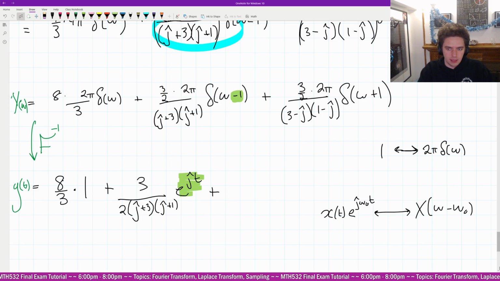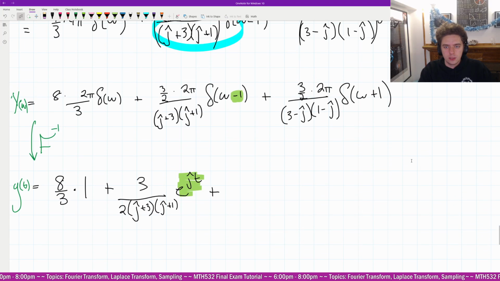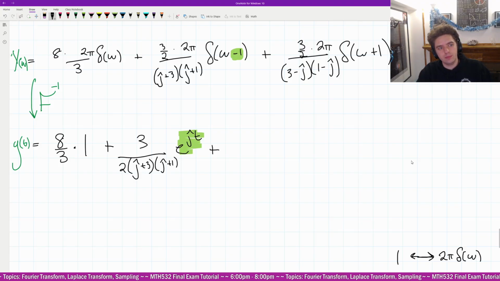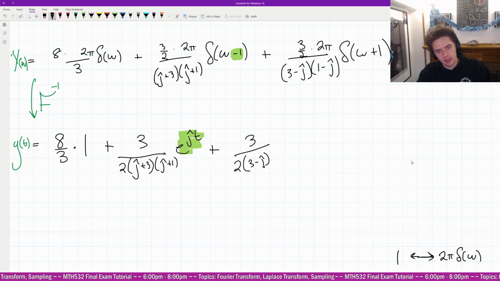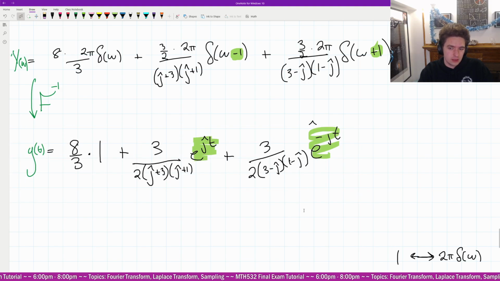It's going to be the same thing with the other. It's going to be negative. So with the other one, it's still 3 over 2, 3 minus j, 1 minus j, times 1, and it's going to be e to the negative jt this time, because omega naught is negative 1, so you flip the sign. And again, this e to the negative jt is from this guy. So hopefully that makes sense. To be honest, this is right, but it's actually a real number. This is actually always a real number.